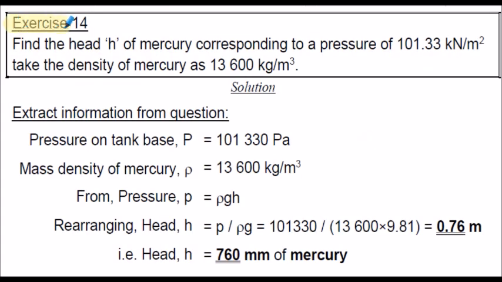So exercise 14, here's the solution. I'll let you review this solution at your own pace. And here the solution does require a rearrangement of the equation P is equal to ρgh to find the head, or the height h, of the mercury. h is equal to 760 millimeters of mercury.